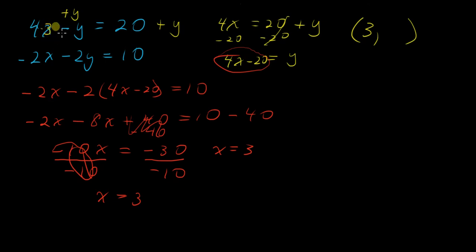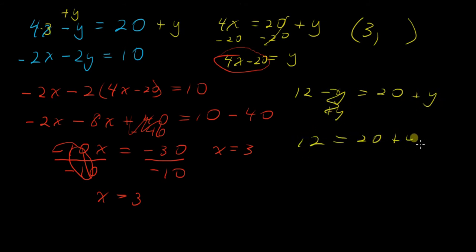So this is 4 times 3. So that's 12. So I'm going to rewrite it over here. 12 minus y equals 20. I think the easiest thing to do here, I'm going to add the y to both sides. And now I'm going to subtract 20 from both sides. I'm not really dwelling on the algebra here. I'm assuming that you're already getting pretty good at algebra if you're looking at systems.